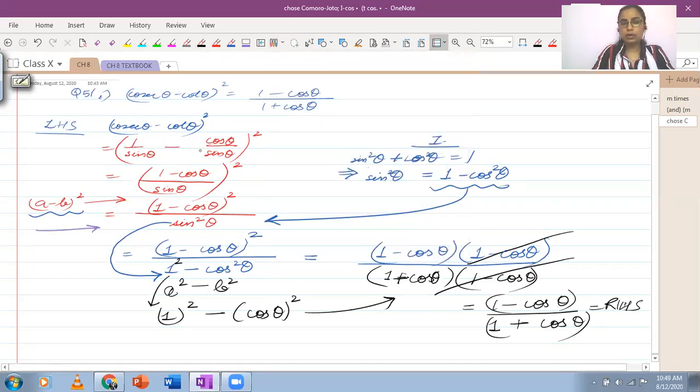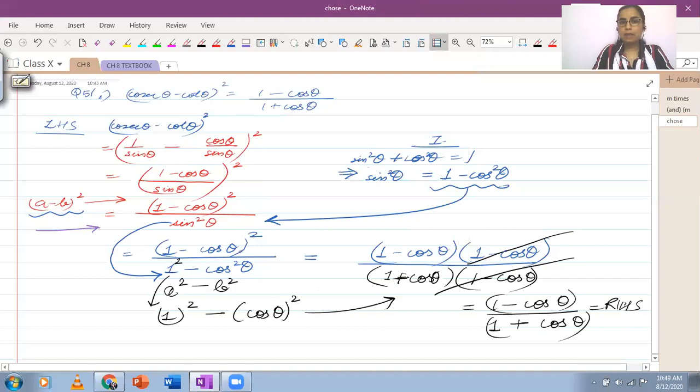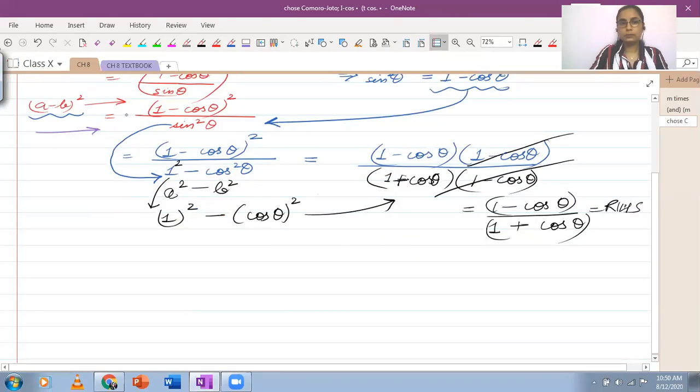यहाँ तक सभी को क्लियर होगा. मैंने अंदर साइन कॉस कन्वर्ट किए, राइट, ये आंसर आ गया. अब इसके बाद मैंने आइडेंटिटी यूज कर ली थी. अगर मैं आइडेंटिटी यूज नहीं करती, what could I do other than using this identity, the one I've used in blue? What could I have done? The other option is to expand.